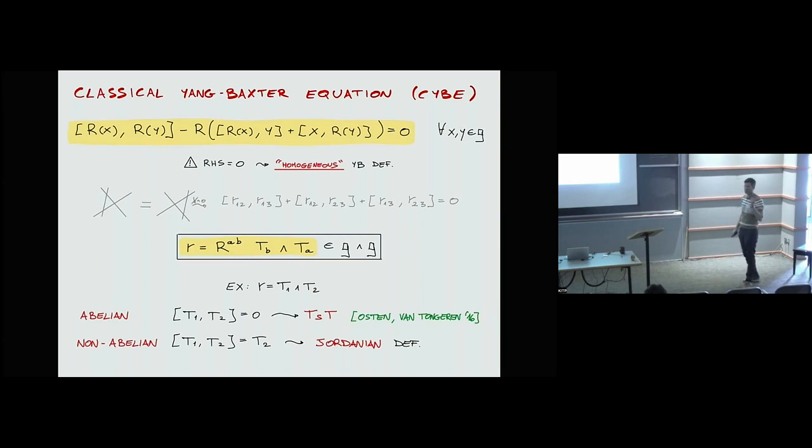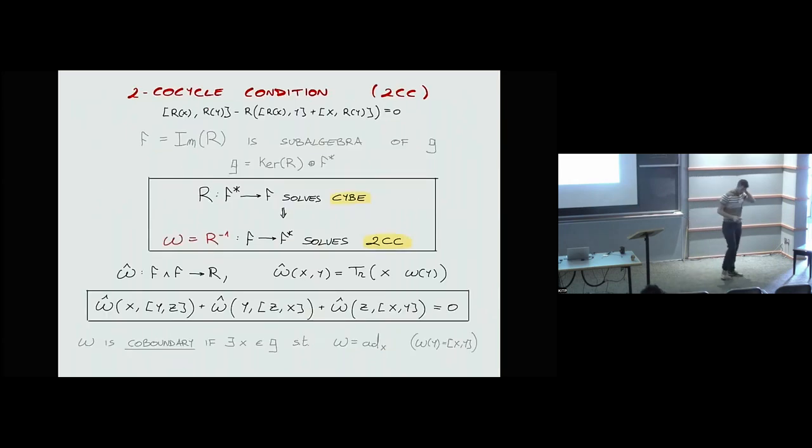So this should ring a bell with what I said before regarding the allowed twists in the case of compact Lie groups. If you want more complicated solutions, if you want non-abelian solutions, you have to impose the equation on non-compact algebras, and then more possibilities are allowed. For example, in this rank 2 case, I have this possibility that is called Jordanian deformation and that will appear also later.